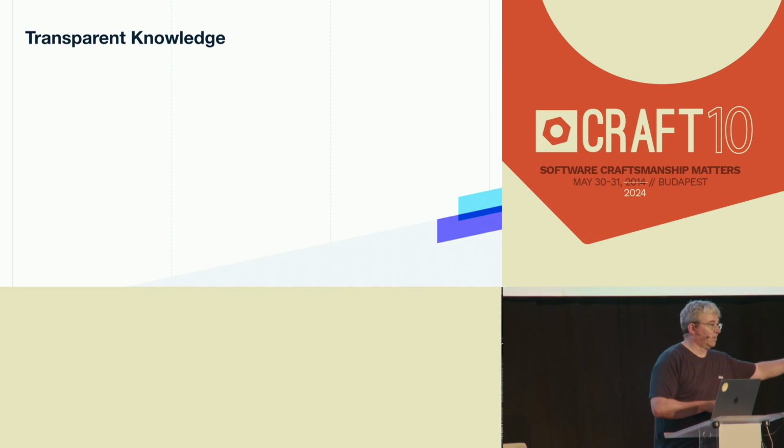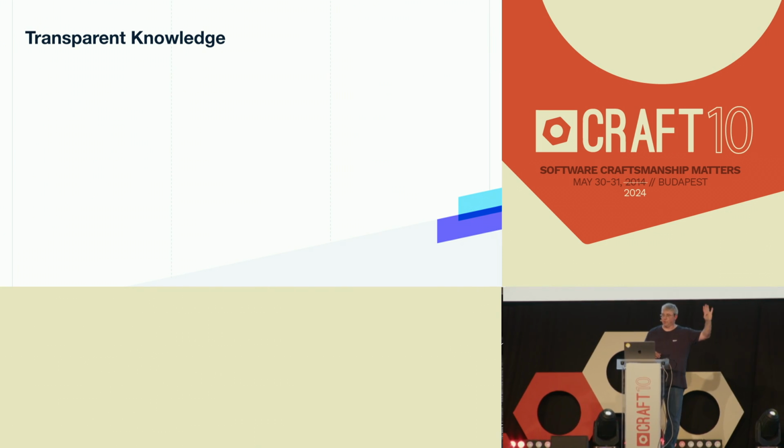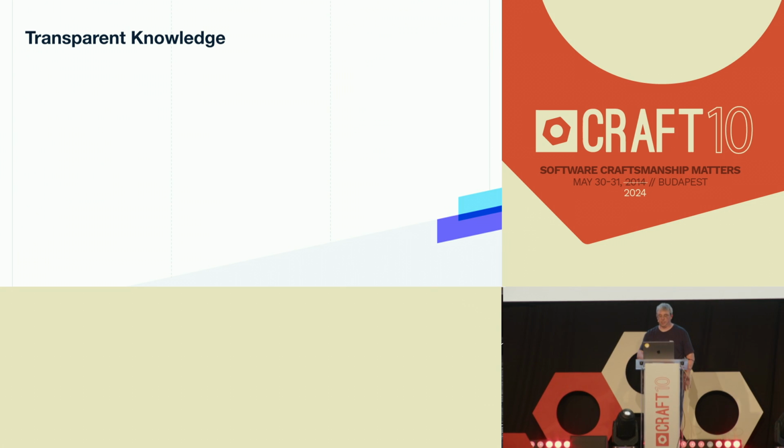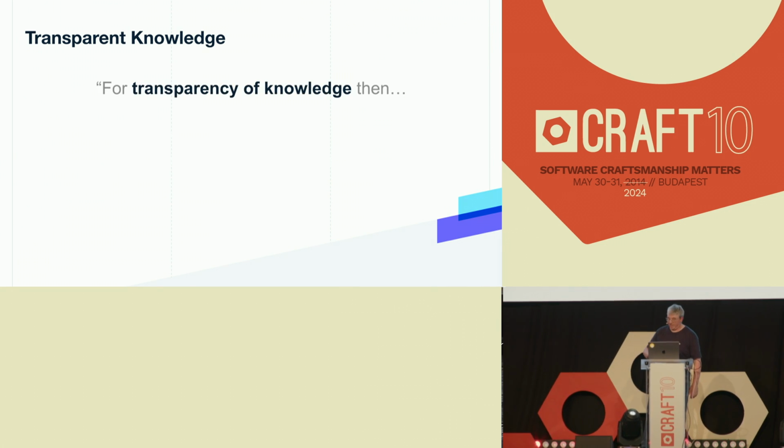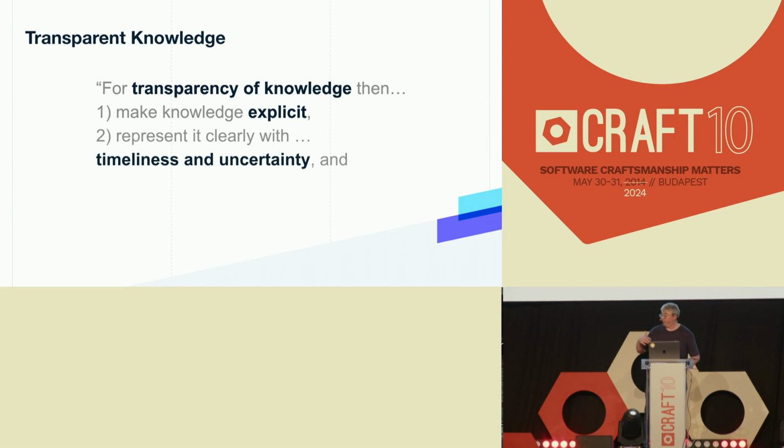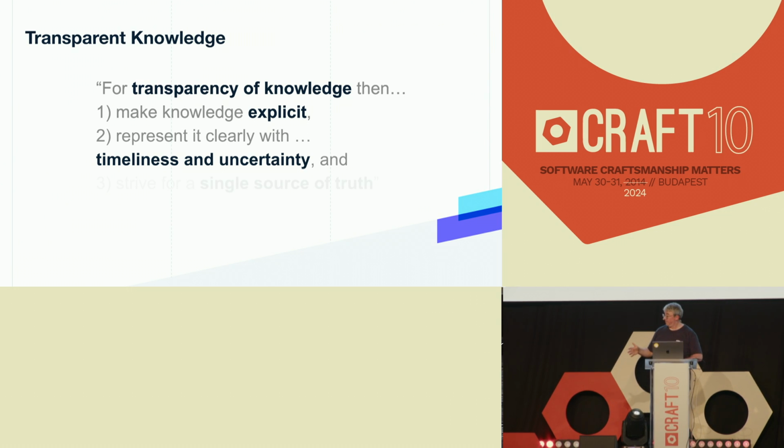Okay, that's 2 out of 4, we're on the third one, transparent knowledge. So for transparency of knowledge, and I have to say maybe the reason that I read this paper every 2 years is that it's very dense text, right? And it's like, okay, what do they really mean? I have to parse it. But anyway, I want to make knowledge explicit. I want to represent it clearly with timeliness and uncertainty, and strive for a single source of truth.